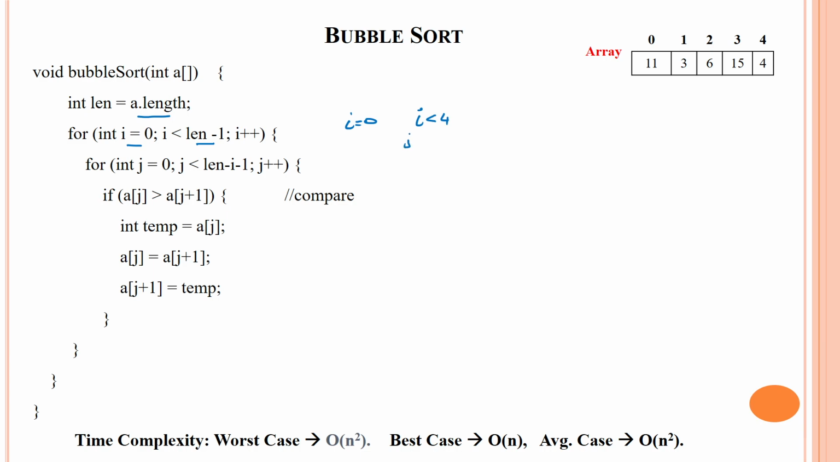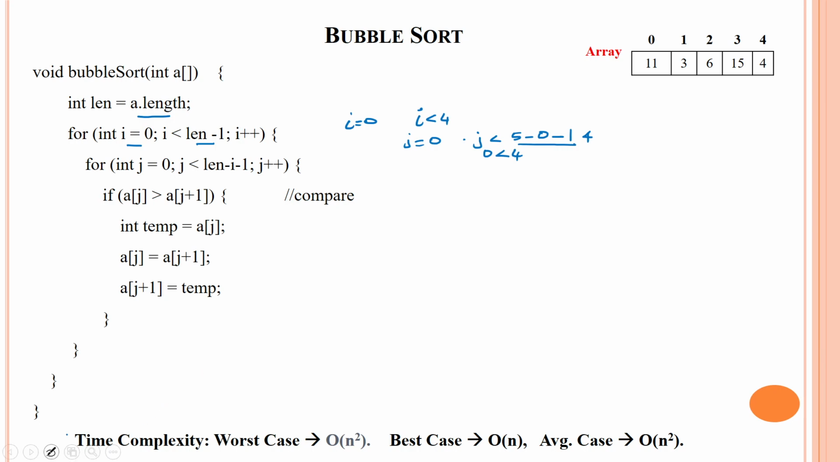In the for loop, here j equal to 0. Then j less than length, which is 5, minus i, whose value is 0 here. So this means it will be 4. The condition is true now. So 0 less than 4, j is 0, 0 less than 4. The condition is true.